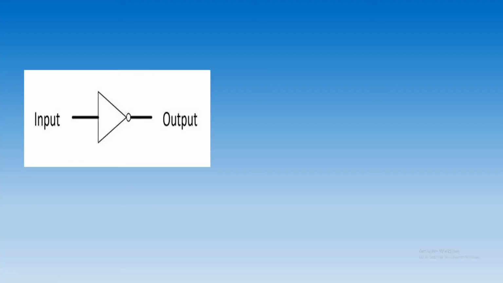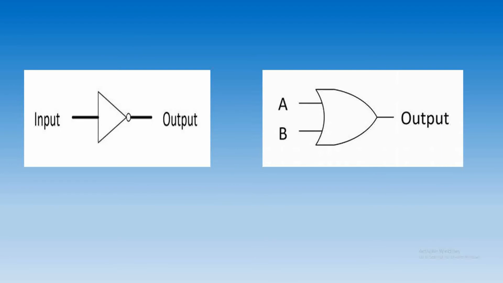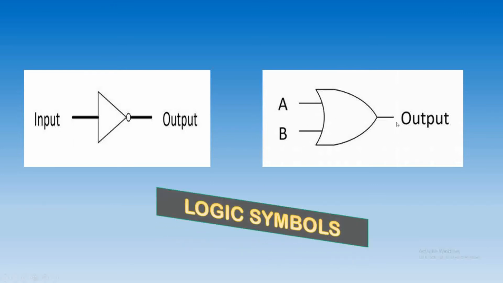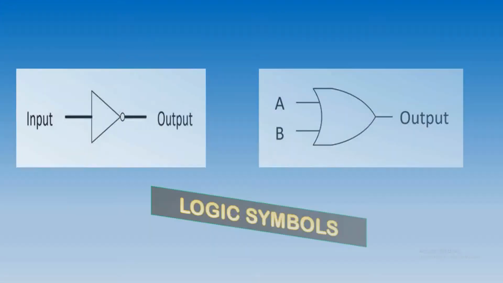So let's continue. As you can see, how many inputs do you have in this kind of symbol? In this symbol, you only have one input and one output. In fact, all the gates have one output, except just one gate, which we are going to talk about just now. So you can see there is input and there is output. In this case, there are inputs and there is an output. So let's get started. These are the logical symbols. Let's look at the gates right now.